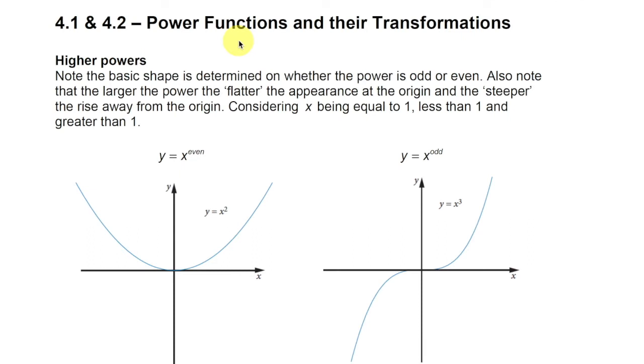Exercise 4.1 and 4.2, looking at power functions and their transformations. We're going to be taking a look at the higher powers to begin with. And first of all, let's consider the format y equals x to an even power. We've got y equals x squared. And if we consider x equaling 2, the value of y is going to be 4. So we're going to have 2, 4.